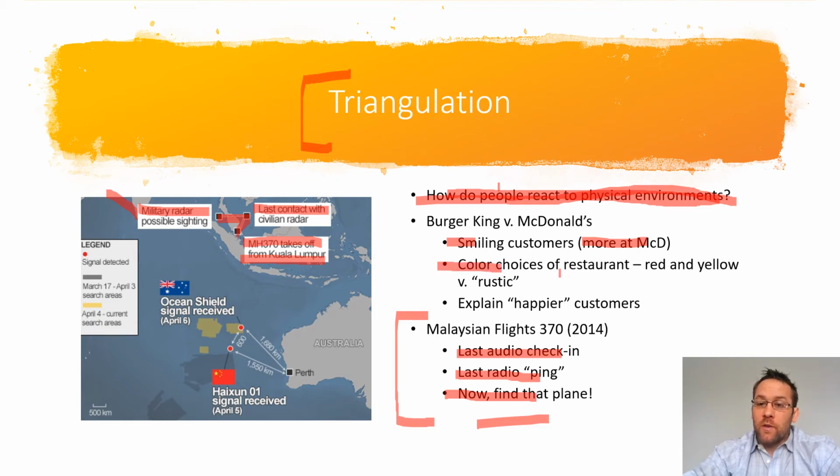We can also look at the color choices of the wall. McDonald's is red and yellow. Burger King has this more rustic, right? They're like deeper reds and deeper yellows and deeper browns as far as their colors are concerned.